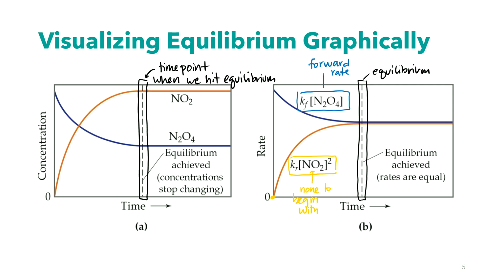The reverse? Yeah, because the forward goes less and less because you make more reverse, right? So does that mean that that's the product, right? So yes, NO2 is my product.